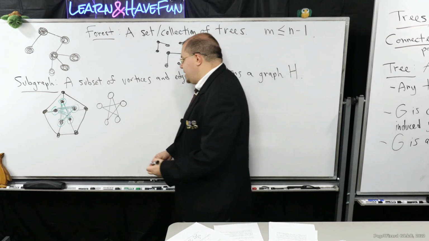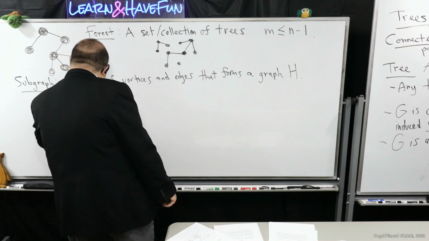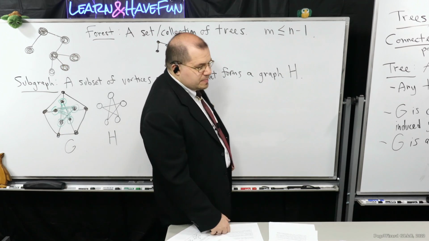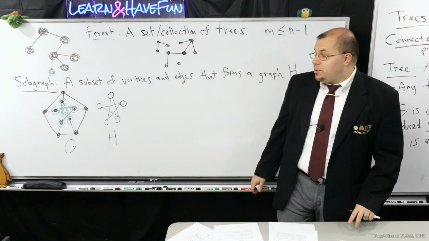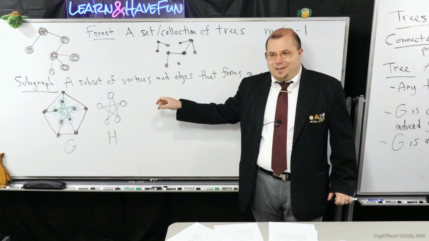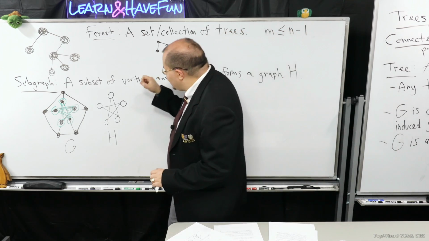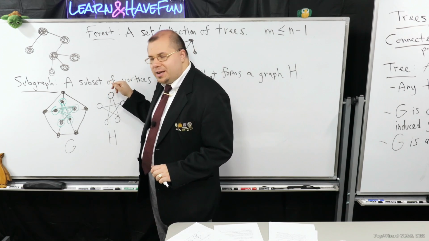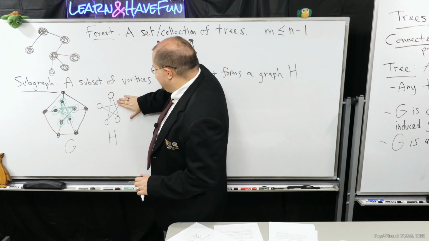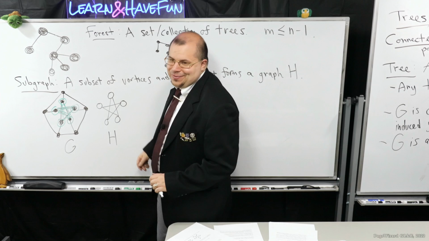So if this is G, this is my subgraph H. Do you notice very quickly that I can't just simply have a dangling endpoint on an edge? Remember, an edge consists of a pair of vertices, right? You can't have it where there's no vertex here. It has to be that there's a vertex there.